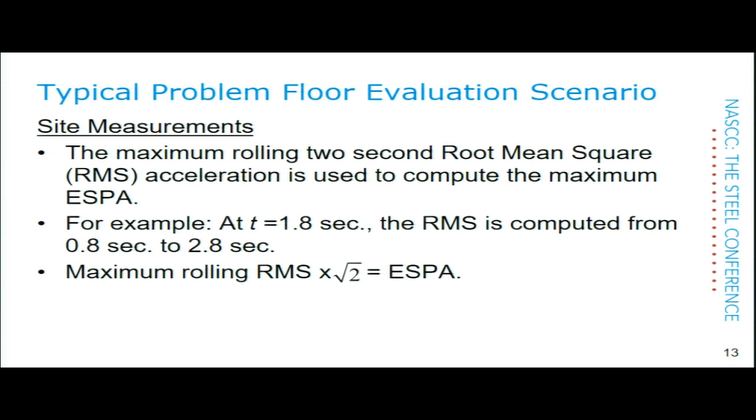And the reason for that is if you have a pure sine wave, you multiply the peak by 0.707 to get the RMS value. So we're taking the RMS value and multiplying it by 1 over 0.707, or the square root of 2, to get it back to a peak value, which we'll then compare with the acceleration limits that are in the design guide.